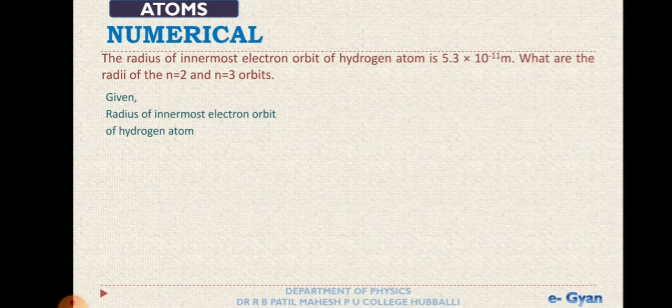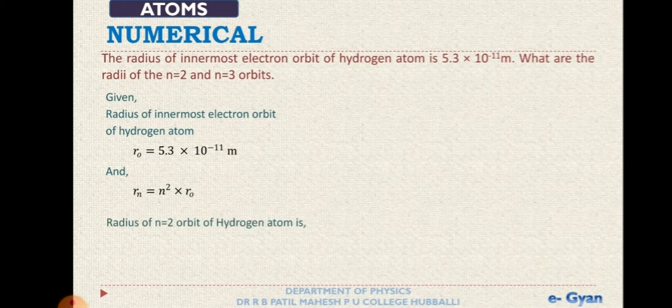In the question we have been given the radius of innermost electron orbit of hydrogen atom as R0 = 5.3 × 10^-11 meter. And we know that the radius of nth orbit is given as n² R0. The radius of n = 2 orbit of the hydrogen atom is R2 = 2² R0. If we substitute the value of R0 in this, we get the radius of n = 2 orbit as 21.2 × 10^-11 meter.